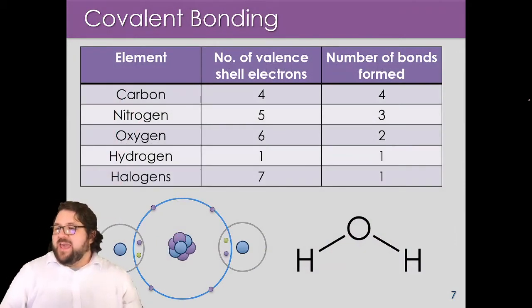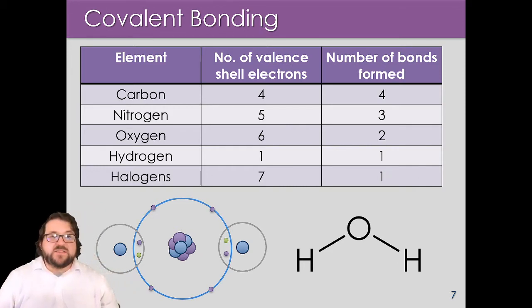So here we've got our water molecule again. We saw this in the last lecture. And in there we've got our oxygen. It's got 6 of its own electrons around the outside and 1 from each hydrogen to make 8 in total in the middle.